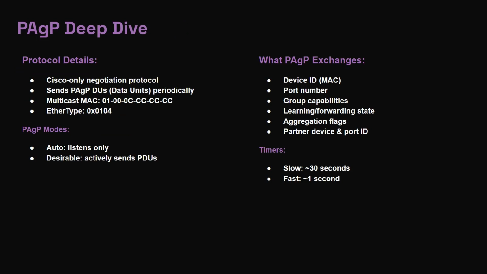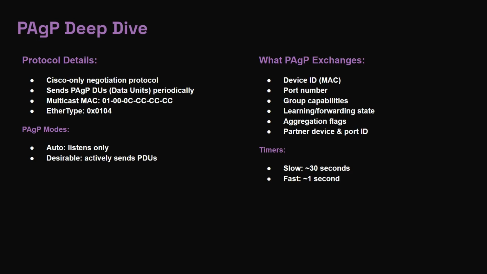The multicast MAC address is represented in the slide, and the ether type is 0x0104. Some of the biggest takeaways from the slide are the PAGP modes. Auto means you are listening for data units but not sending any, so you'll be RX, no TX. Desirable is actively sending PDUs, saying, hey, I want to create a port channel. And then one side is just listening for them.